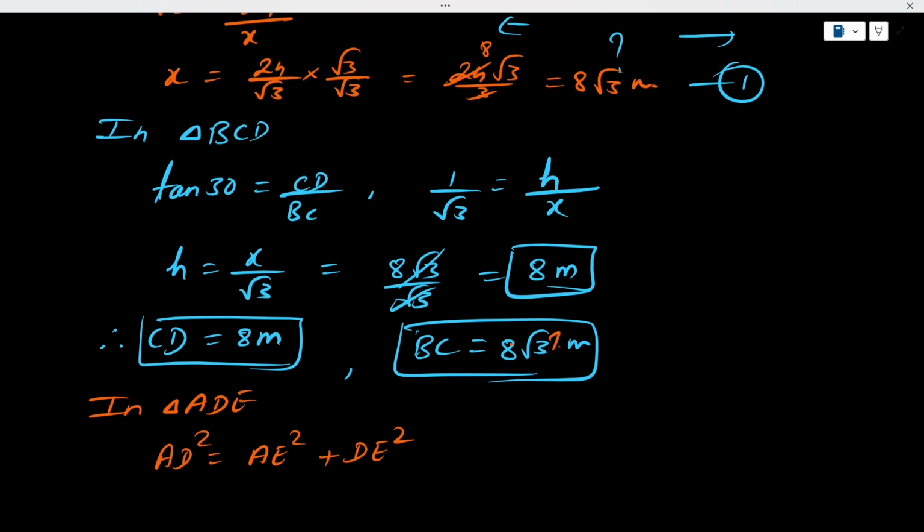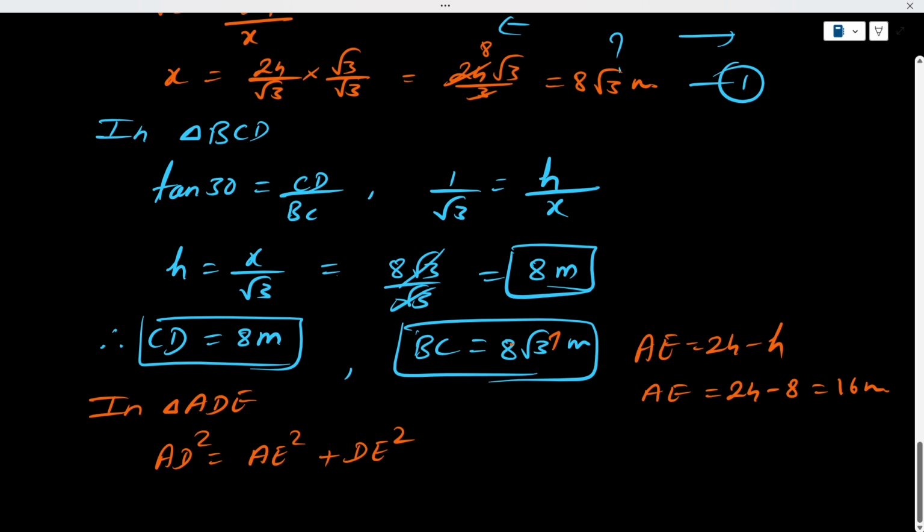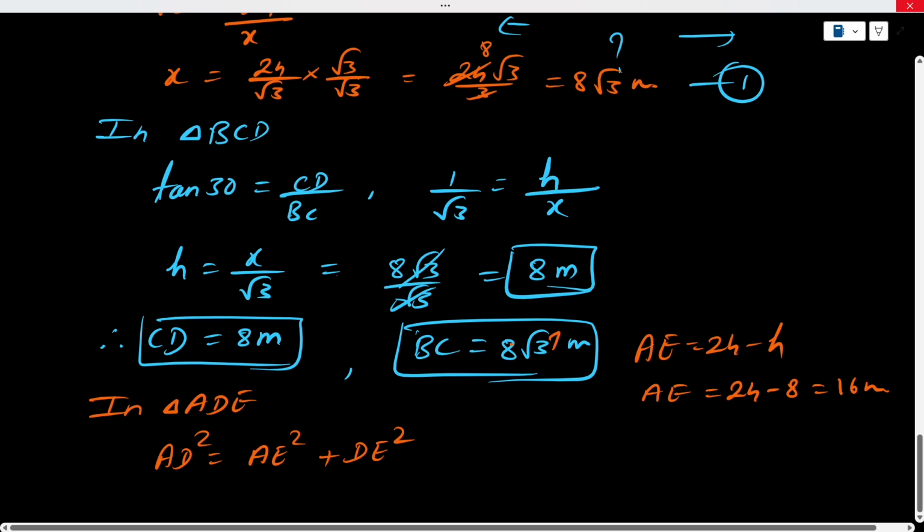So here AE is 24 minus H, and H you can see that you got it as 8 meters. So 24 minus 8, which is 16 meters, right? And DE you can substitute as x, which is 8 root 3 value, right?